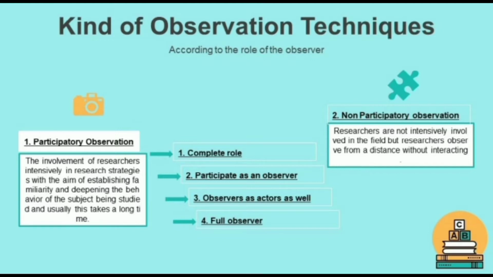The first is participatory observation. The meaning of participatory observation is the researchers are directly involved in the work to research the subject to be studied. But this is different with non-participatory observation. If non-participatory observation, the meaning is the researchers are not directly involved in the work to research the subject to be studied, but they are observing from far without interaction with the participant.